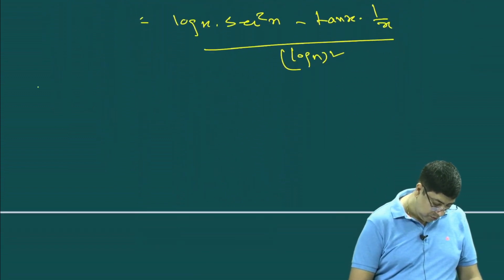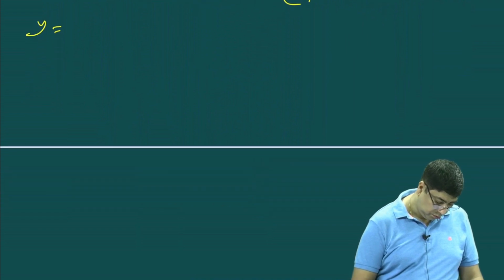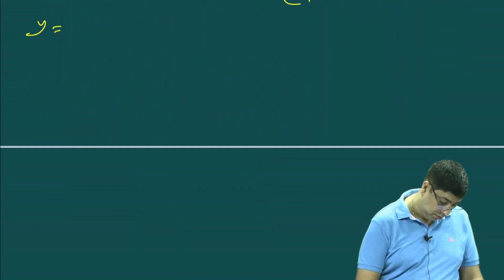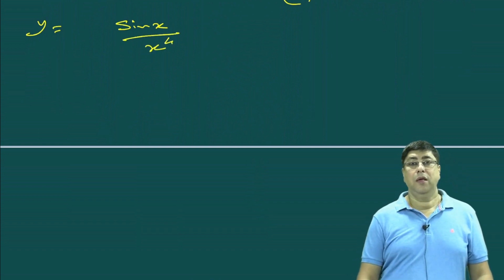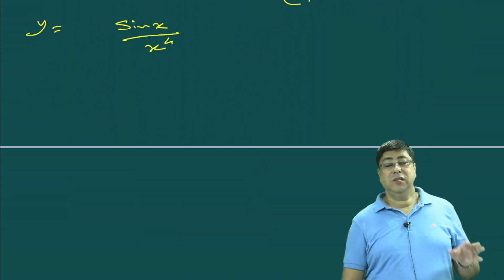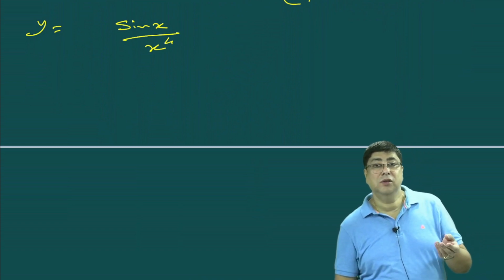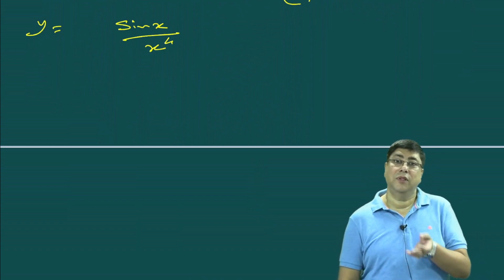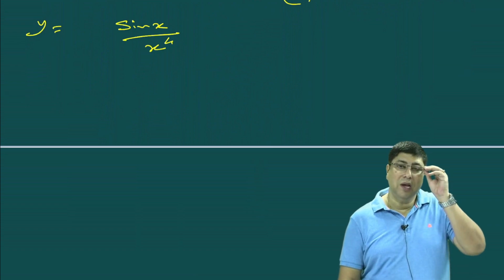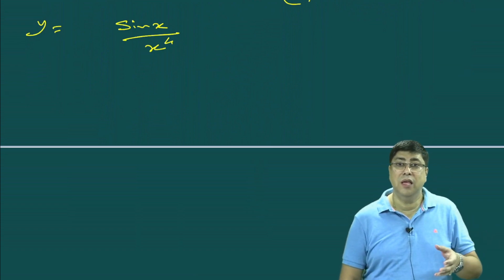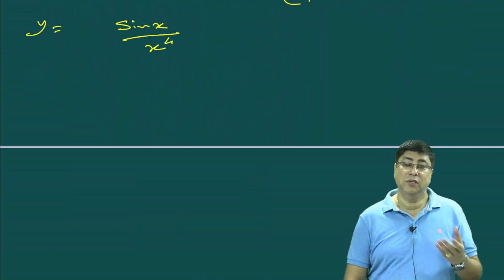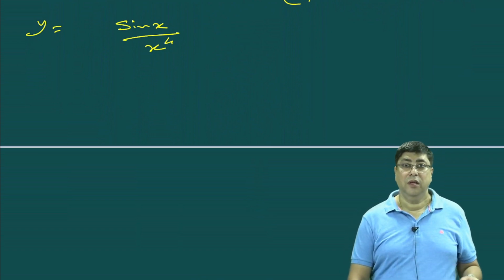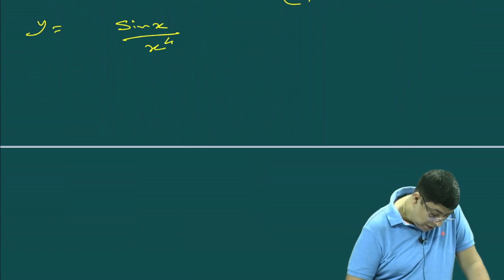One more sum, y equal to sin x by x to the power 4, the u by v formula. This we can also make it uv, sin x into x to the power minus 4, that is also we can do. This is your choice, in accordance with the necessity of the sums, you will apply which is the uv and which is the u by v. So let's practice for the u by v. So let us write this.